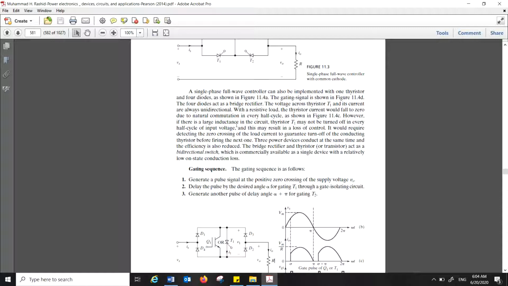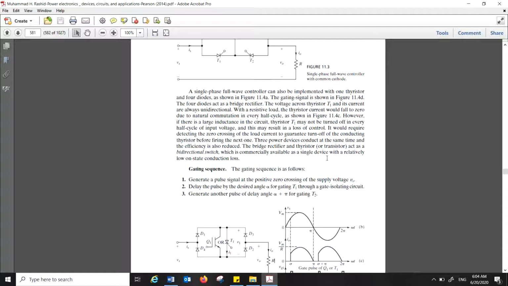However, if there is large inductance involved in the circuit, the thyristor may not be turned off in every half cycle, and we have a loss of control. It requires an additional zero crossing detector circuit to guarantee the turn off of the thyristor for the next firing angle.